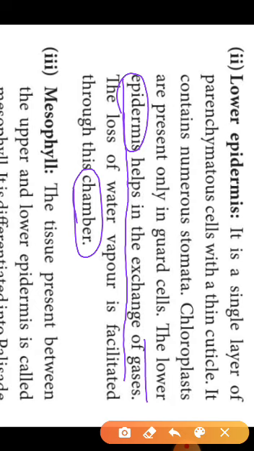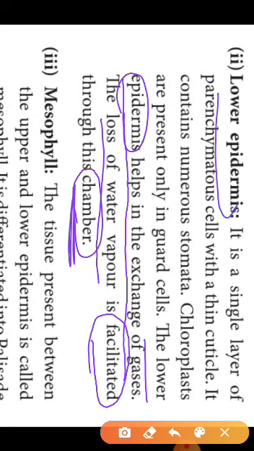So, loss of water vapor is facilitated. Facilitated, that means prevented. Through this chamber, that is the lower epidermis. What is the meaning of chamber? The meaning of chamber is compartment. Very good, my dears. So, loss of water vapor is facilitated. Facilitated, already said the meaning, prevented.